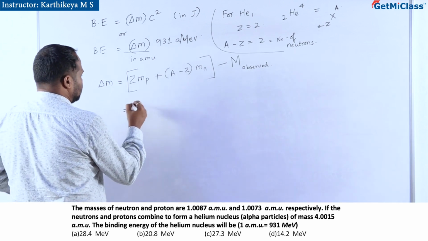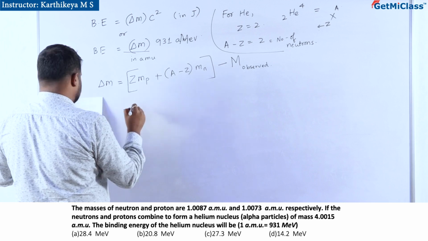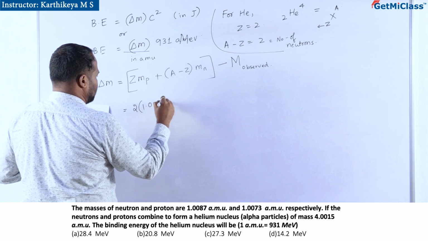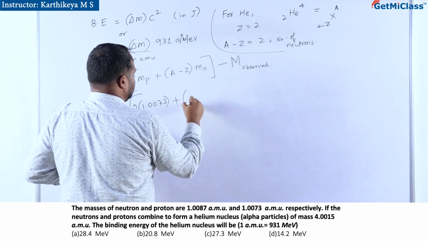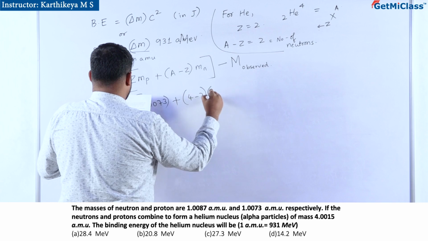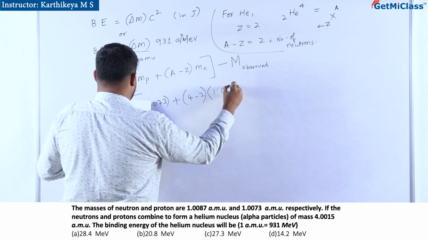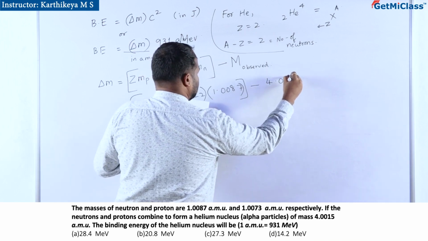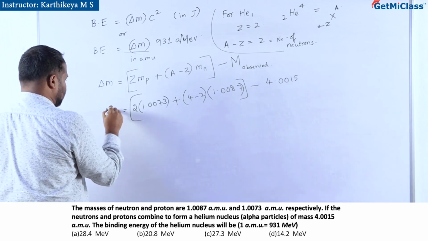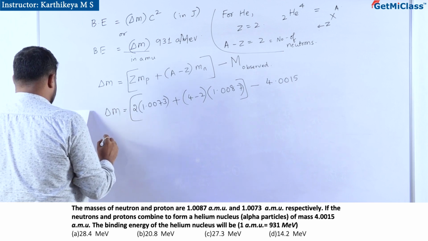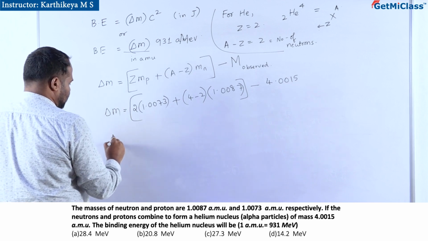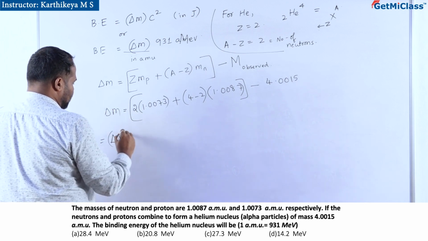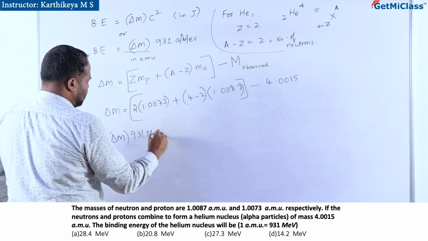So, coming back to that, now since both are 2, it is 2 into mass of the proton is 1.0073 plus this is 4 minus 2 into 1.0087 minus 4.0015. This is mass defect delta m. Calculating this delta m, now binding energy is delta m into 931 mega electron volt.